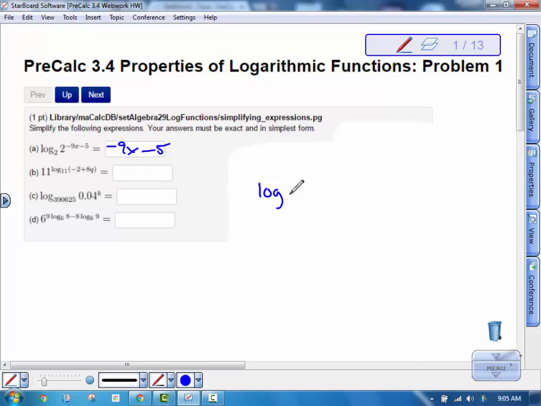To do that, we do log base 11 of, actually let's set this equal to something again. So we'll do log base 11 up here, negative 2 plus 8q. Set that equal to something. I'll use x this time. X isn't being used. So we do log base 11 of x equals log base 11 of negative 2 plus 8q.